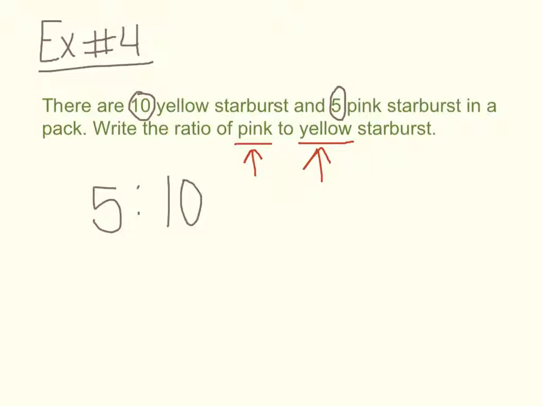So it's just important that you don't just pick whatever number comes first. You have to read the sentence and figure out which one they're asking for first. So 5 pink to 10 yellow. And here's the ratio in the other 2 ways.